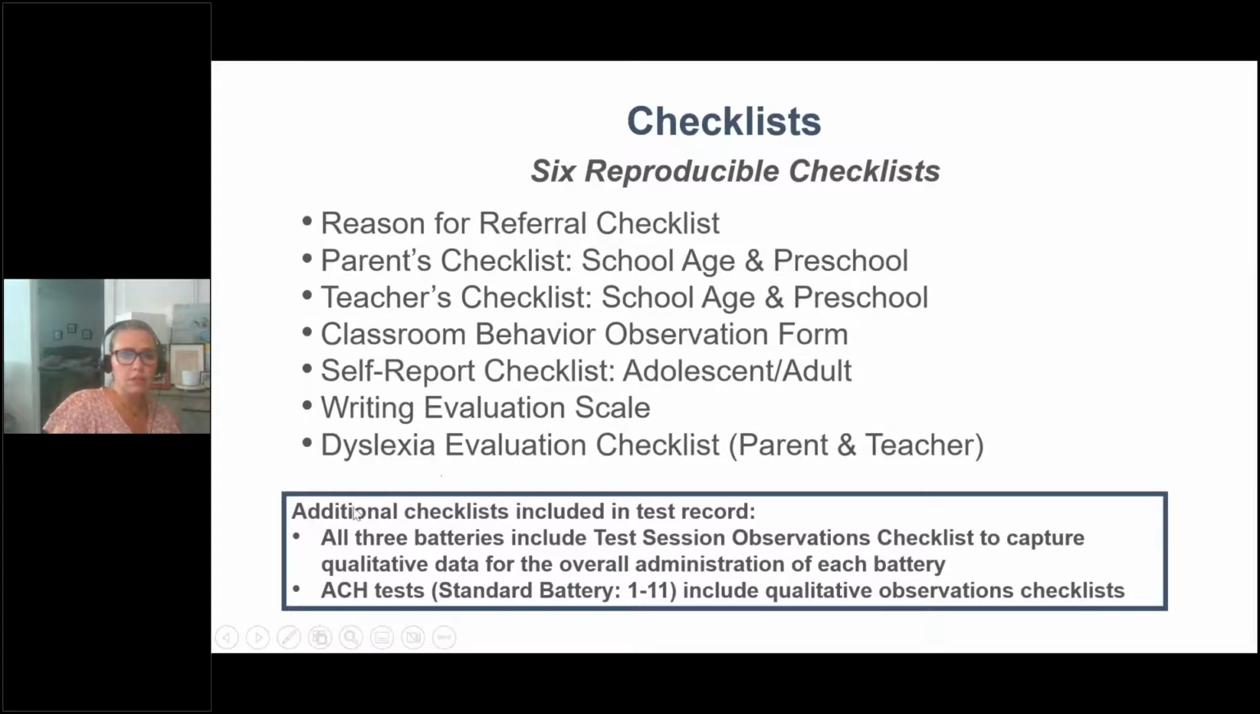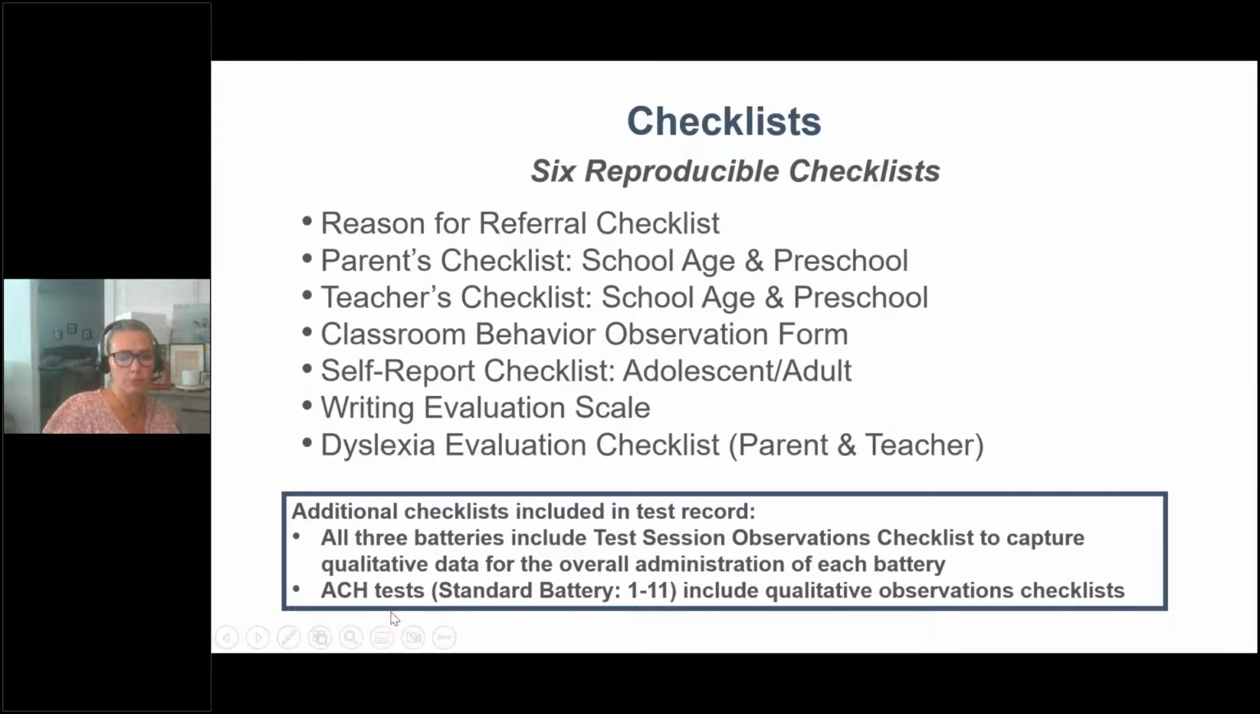There's also some additional checklists that are included on the test record. So all 3 batteries, including the oral language, the COG, the achievement, and the ECAD, have test session observation checklists to capture qualitative data for overall administration of each of those batteries. And the achievement tests and the standard battery of the WJ 1 through 11 include qualitative observation checklists as well.